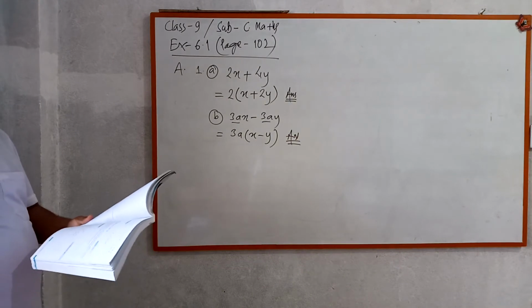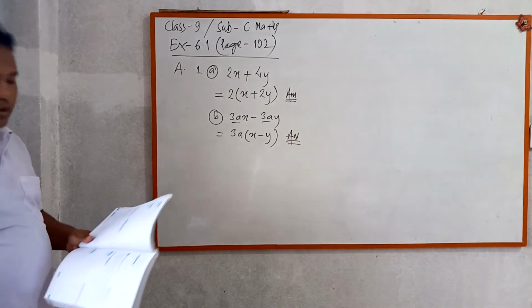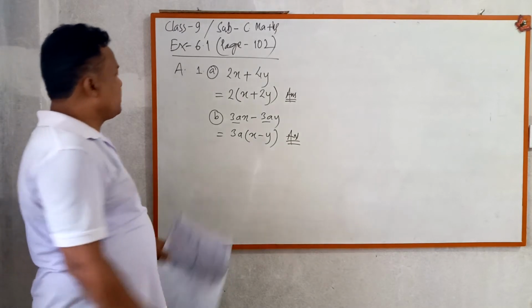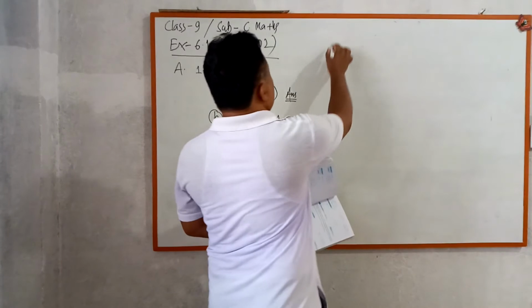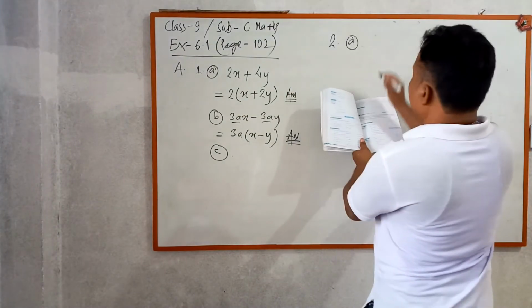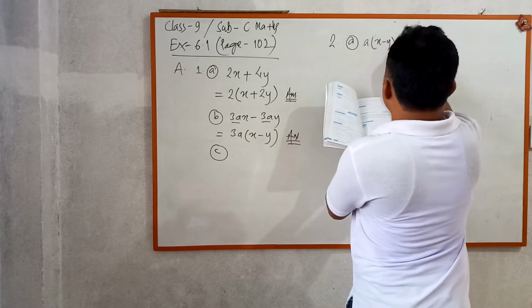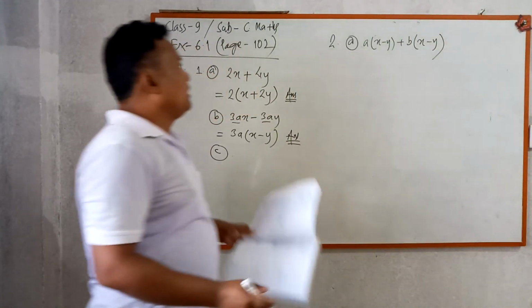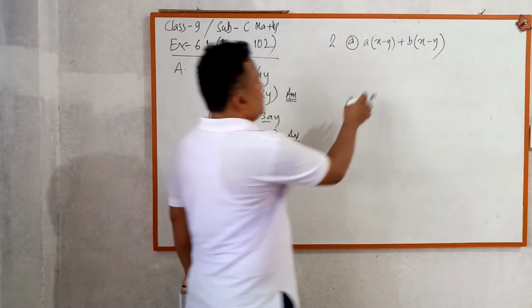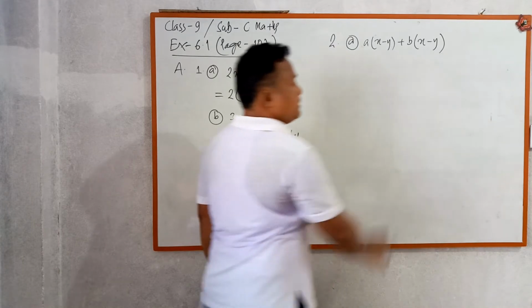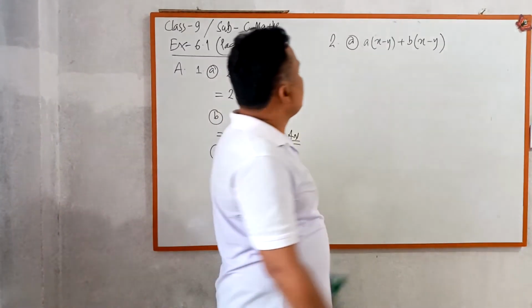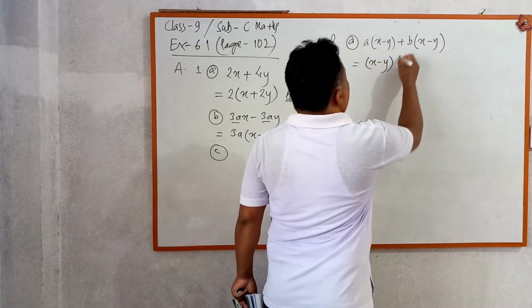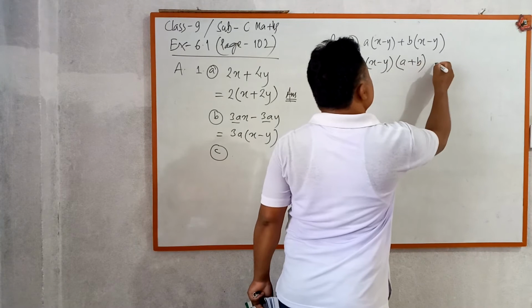Now look, sometimes we make a group if there are four terms. Now look at the example. C you can do yourself. Now number 2, 2 A. This is in the form of A(x minus y) plus B(x minus y). So what can you do here? If you look at x minus y as a single term, then this is a binomial with common x minus y. So x minus y is common, and the remaining is A plus B. This is the answer for this number.